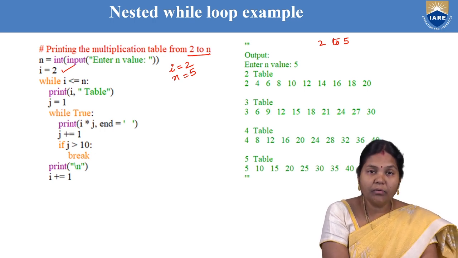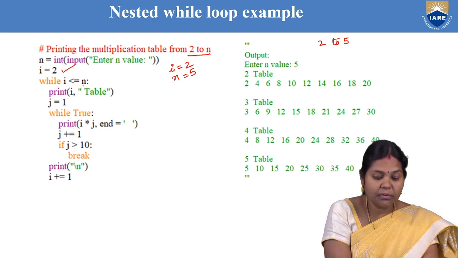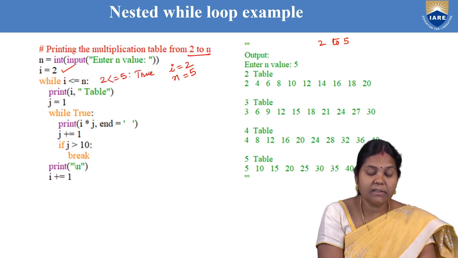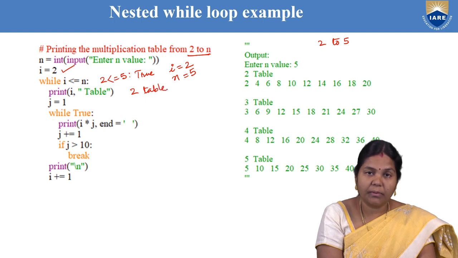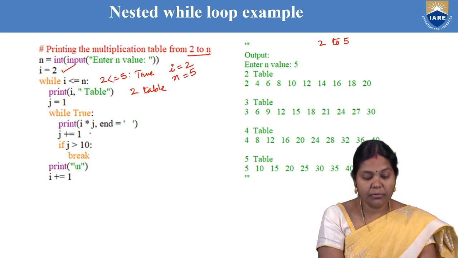Now, while in the outer loop, i less than or equal to n. So here 2 is less than or equal to n, so this condition is true. If this condition is true, then first we print the i-th table, where i value is 2. That means first we are going to display the 2 table. Now, to display the 2 table, you have to compute 2 1 is 2, 2 2 is 4 and so on, 10 times. So for that we have written a while loop, while true, so the loop is always true, and we are doing i into j.